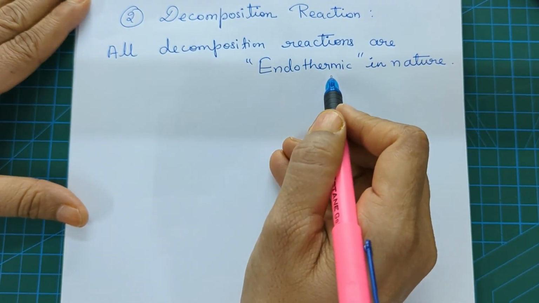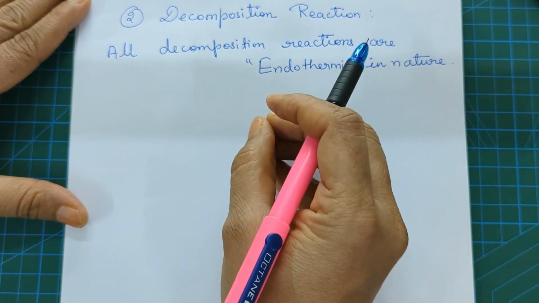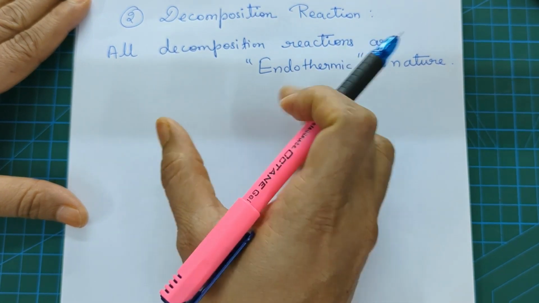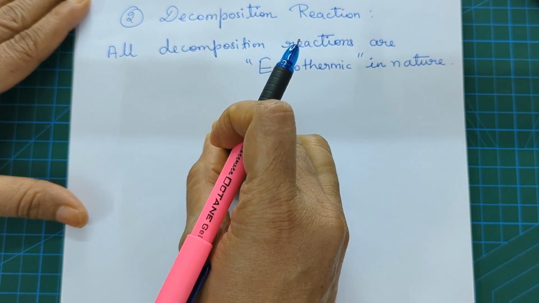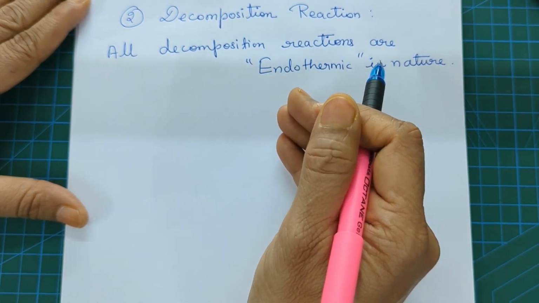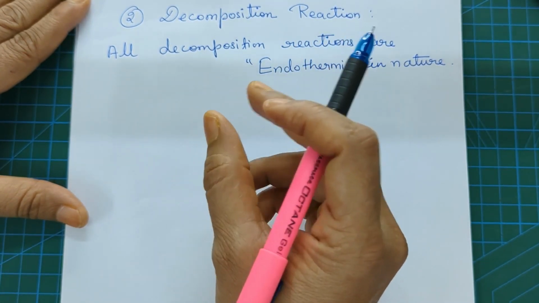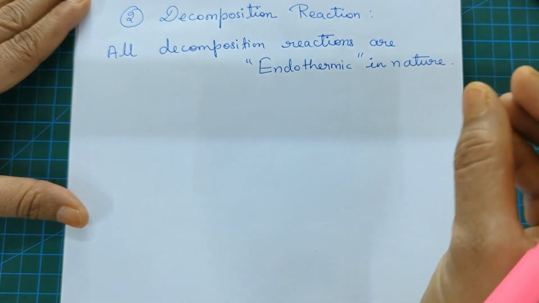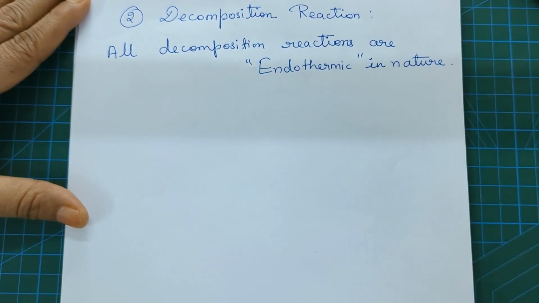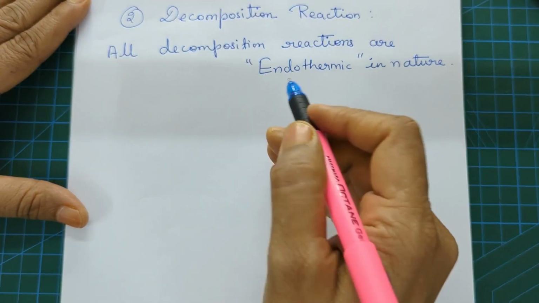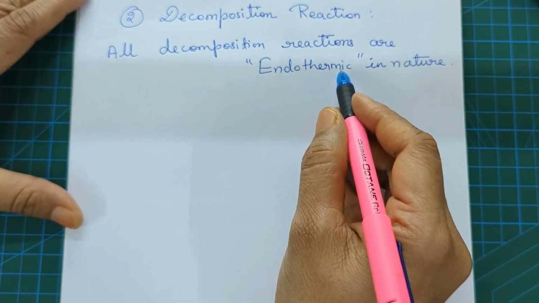Now coming to decomposition reactions, I have already defined decomposition reaction, but remember all decomposition reactions are endothermic in nature. Endothermic means during decomposition, a single compound absorbs heat energy. As a result, the existing bonds are broken and new bonds are formed between the atoms of elements. As a result, simpler substances are formed. So heat energy is absorbed, and these are endothermic in nature.